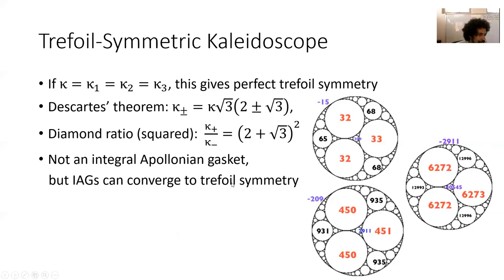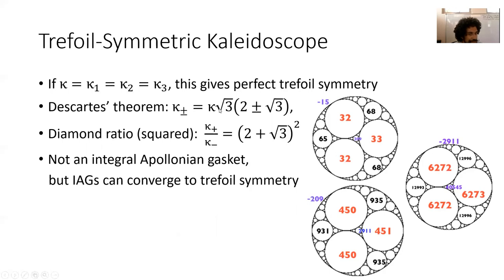And what we see is that if we solve for kappa plus and kappa minus, given these three values being all the same, we're going to find some irrational number, and we're going to get this 2 plus or minus the square root of 3. And in fact, if we take the ratio of kappa plus over kappa minus, we actually get what is known as the Diamond ratio, 2 plus the square root of 3 squared.